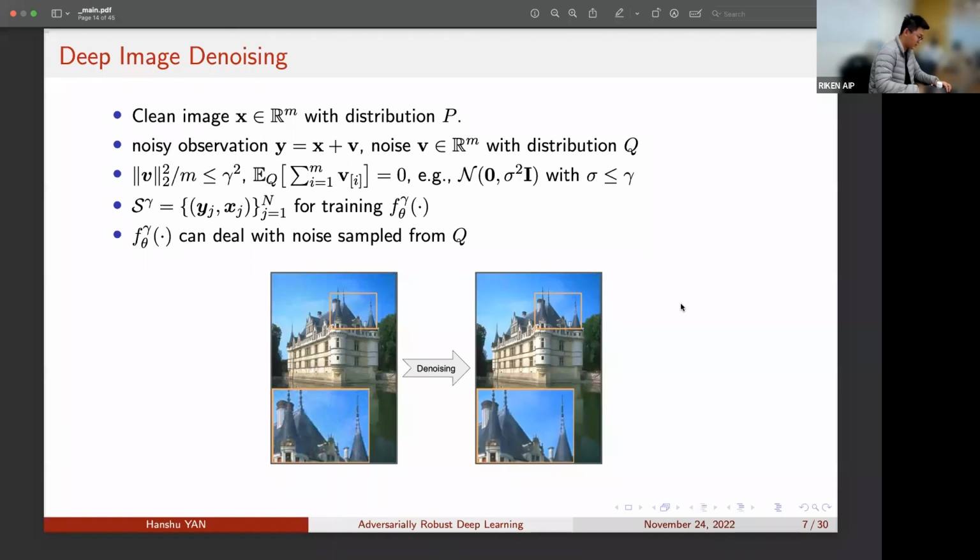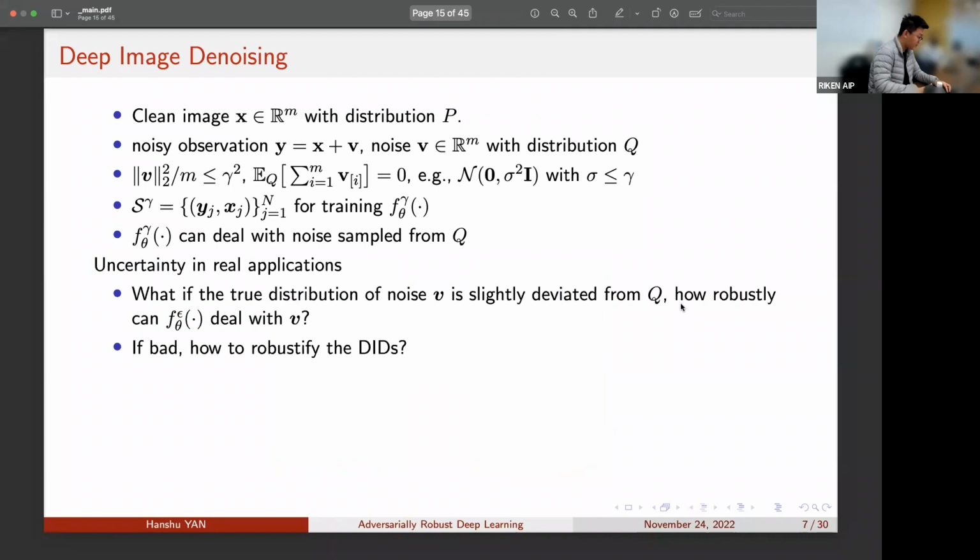Suppose we have some training data set S, and we can train the denoiser on this data set. After training, the F theta can deal with a noise sampled from Q. But in real applications, the status of the true noise may be slightly deviated from Q. So in this case, how will the obtained denoiser F theta perform on the true noise? If the performance is bad, how can we robustify the DIDs? In the following of this paper, we will discuss these two questions.